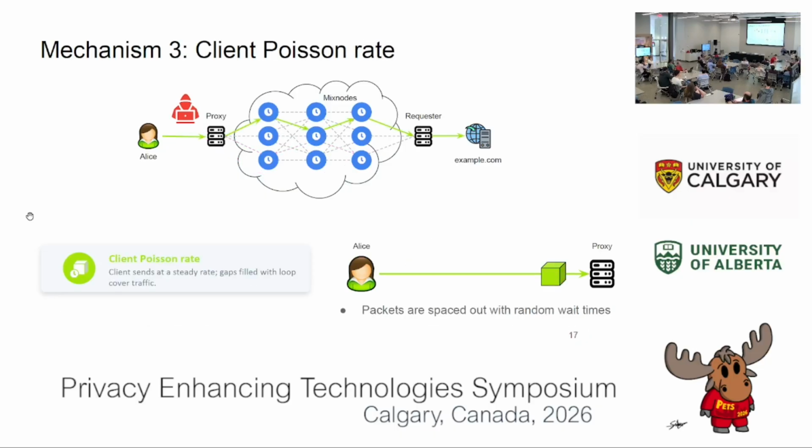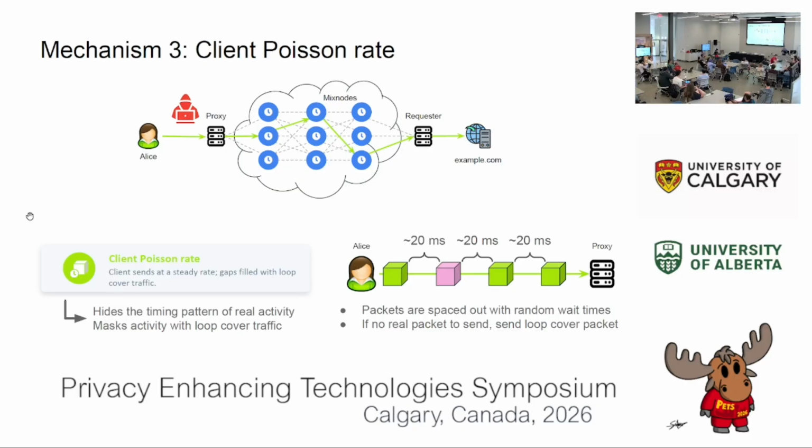The third mechanism is called the client Poisson rate. When Alice has real packets to send, she will send them at a steady rate. These packets can be, for example, HTTP requests. Similarly to before, at a steady rate, 20 milliseconds by default. And when she does not have any packet to send, she will send some loop cover traffic instead. The steady rate should hide the timing pattern of the real activity, and the loop cover traffic should hide when Alice is really sending packets or not.